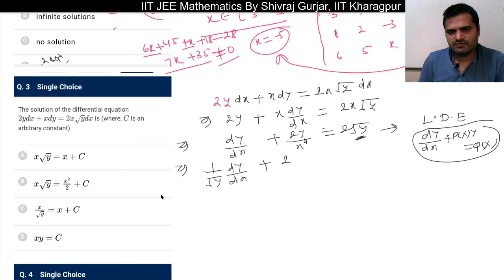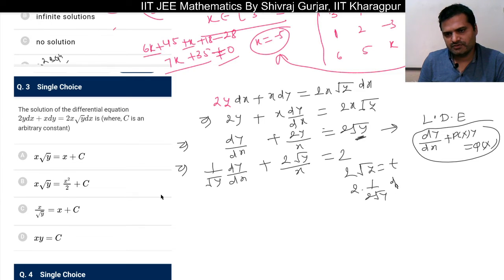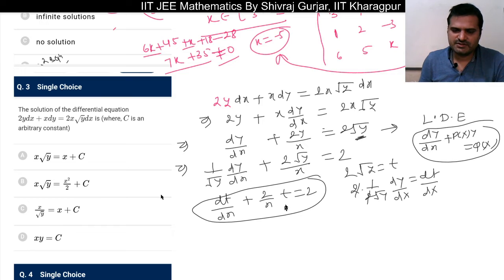So this will become root y by x equals 2. Now let us take 2 root y as t. So this will be 1 upon root y dy equals dt. Differentiate both sides. So dy by root y is nothing but dt. Let us differentiate both sides with respect to x. So this 1 by root y dy by dx is nothing but dt by dx plus 2 by x root y is t. And this is a linear differential equation.